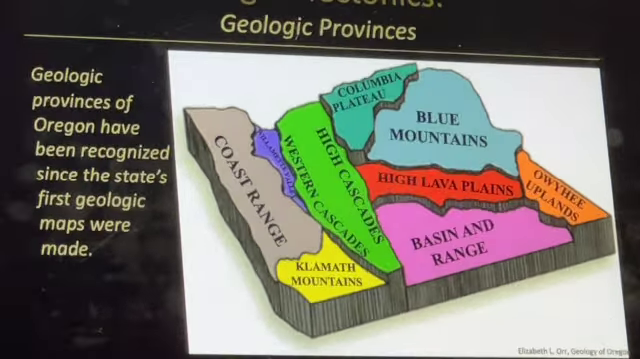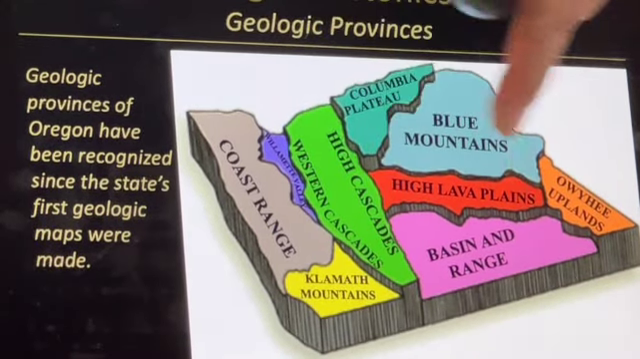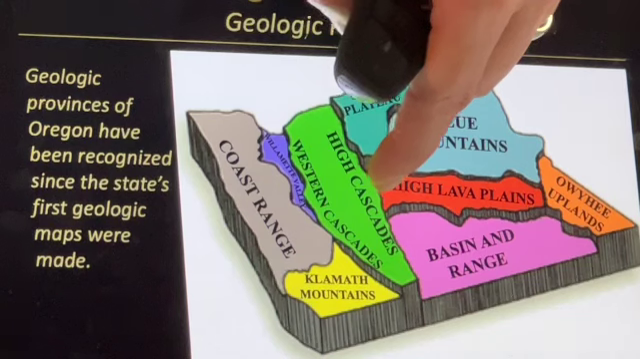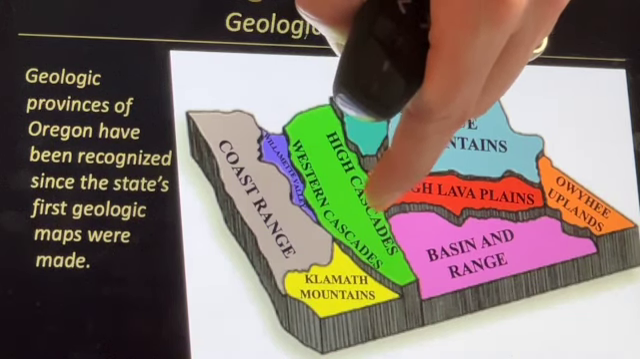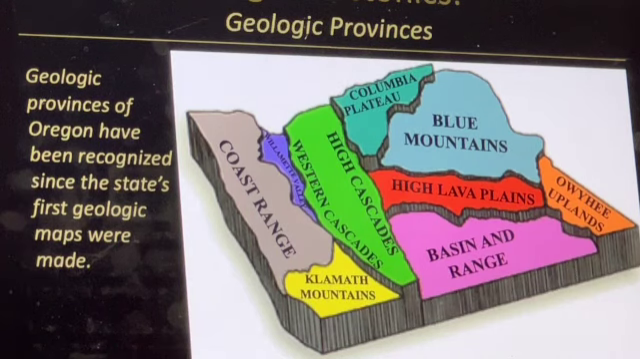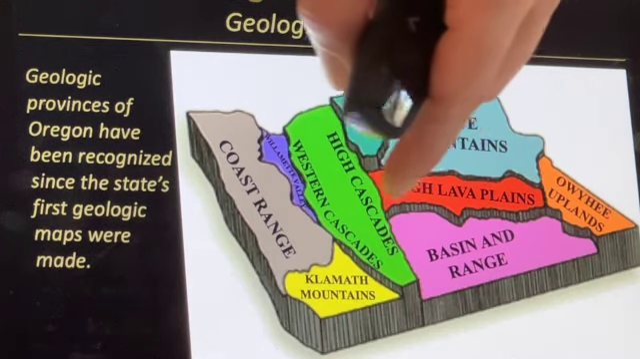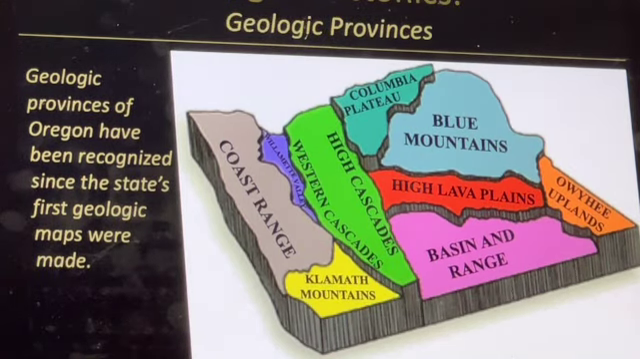And this laser pointer isn't even going to work, but it kind of divides up the state into these different geologic provinces, and we're right here in Central Oregon at the meeting of the High Cascades. I think everyone's very familiar with the High Cascades, snow-covered peaks. We're also at the meeting point of this geologic province called the High Lava Plains.